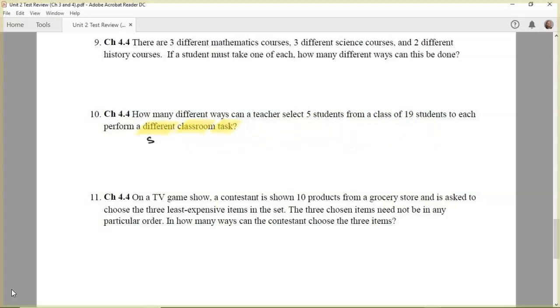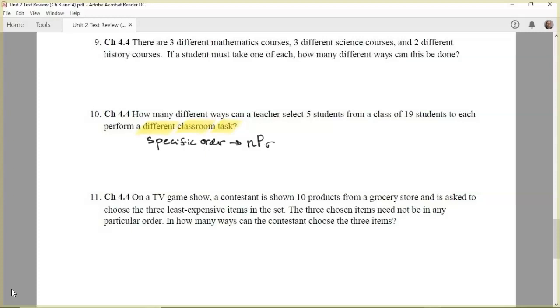Since they're doing different tasks, that is a specific ordering, right? Each task is different. So it matters if I'm chosen to clean off the whiteboard versus if I'm chosen to put the chairs in order. Those are different things that I can do. So me being selected to do whiteboard duty is a different selection than me being selected to pick up the chairs and put them in the right place duty.